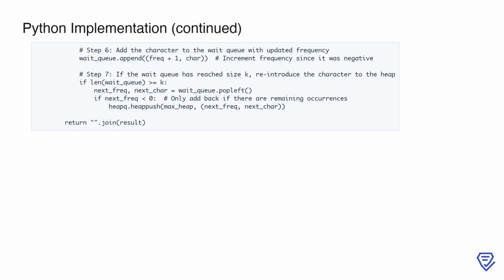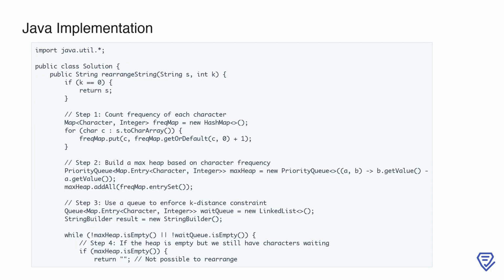Finally, when the loop ends, we join all the characters in the result list to form the rearranged string and return it. This approach effectively balances frequency constraints with the k-distance requirement, ensuring the solution is both valid and efficient. Here, we start by defining the rearrange string method, which takes a string s and an integer k.